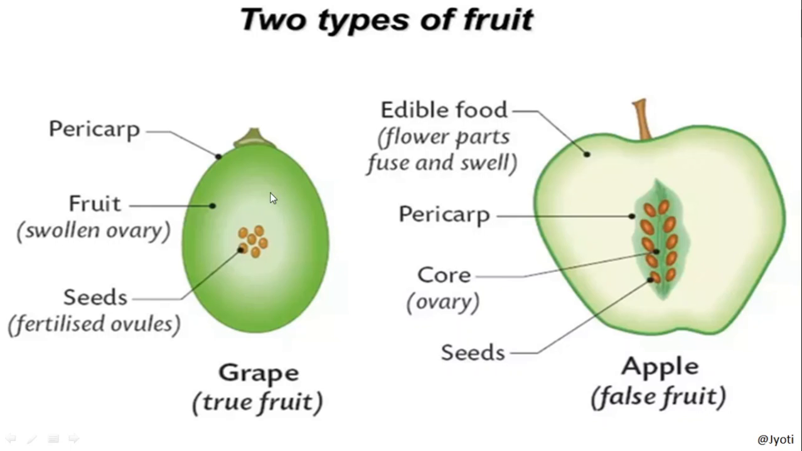So what is true fruit? When the fruit develops only from the ovary, then that is true fruit. False fruit means the fruit develops from accessory parts of the flower like thalamus, calyx and inflorescence along with the ovary. Okay, I think it is clear to you.